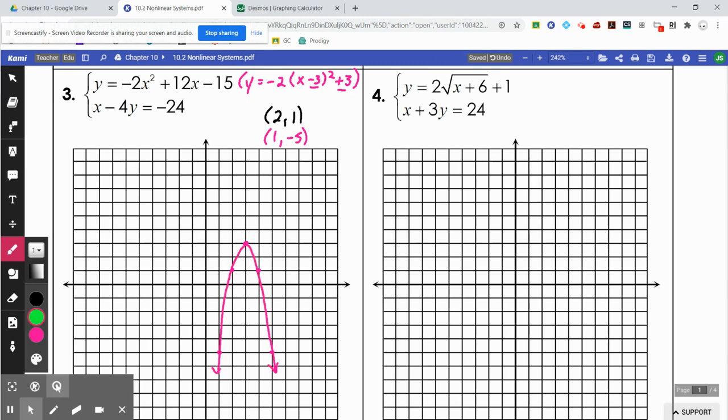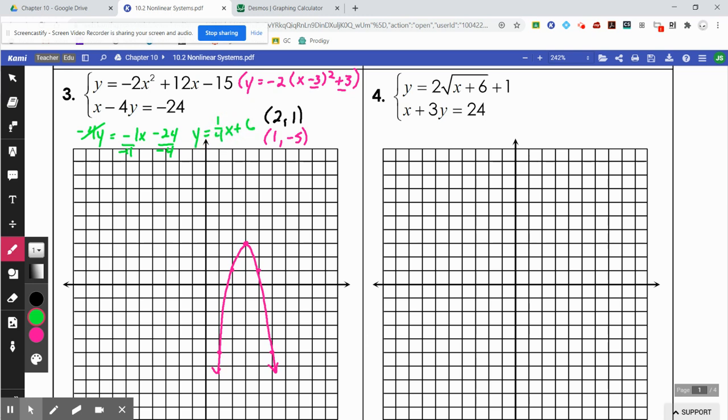And now let's go to our second equation. If you use x and y intercepts here, it's going to be tough because your x-intercept is going to be -24, so that's not going to fit on our graph. So let's go ahead and get this in y equals mx plus b form. It's going to be -4y equals -1x minus 24. Divide everything by -4, and that gives me y equals 1/4 x plus 6.